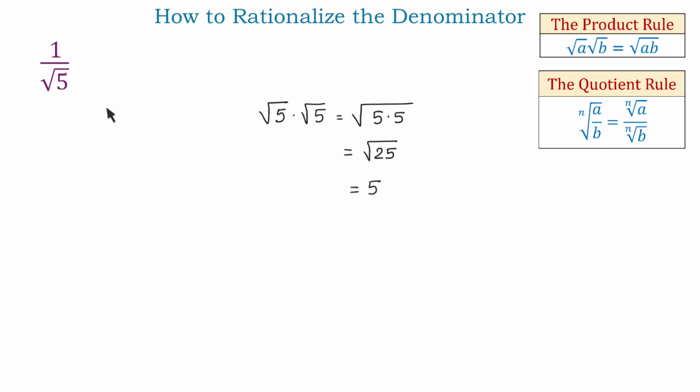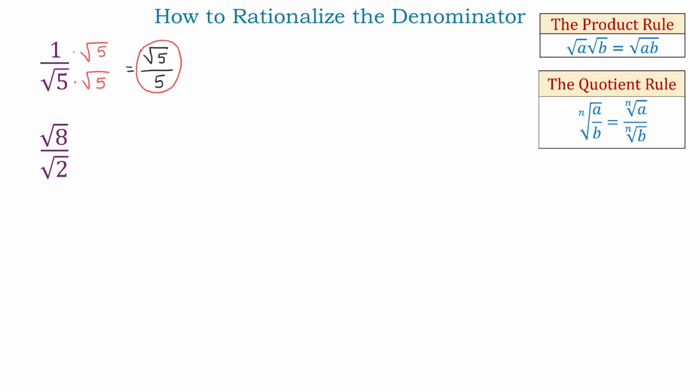So then, in this fraction, we will multiply the denominator by another square root of 5, and if we multiply the denominator by a number, we have to multiply the numerator by the same number. And now, in the numerator, 1 times square root of 5 is square root of 5, and in the denominator, square root of 5 times square root of 5 is 5. So we rationalized the denominator, and now we have square root of 5 over 5.